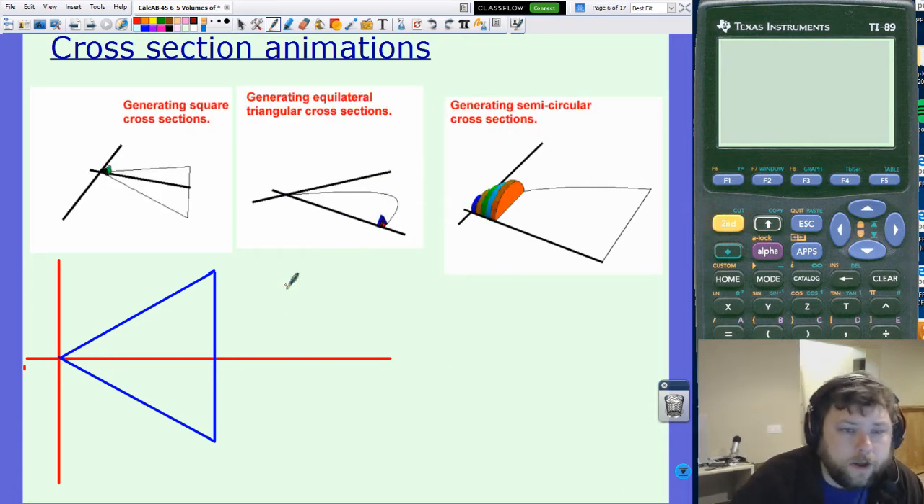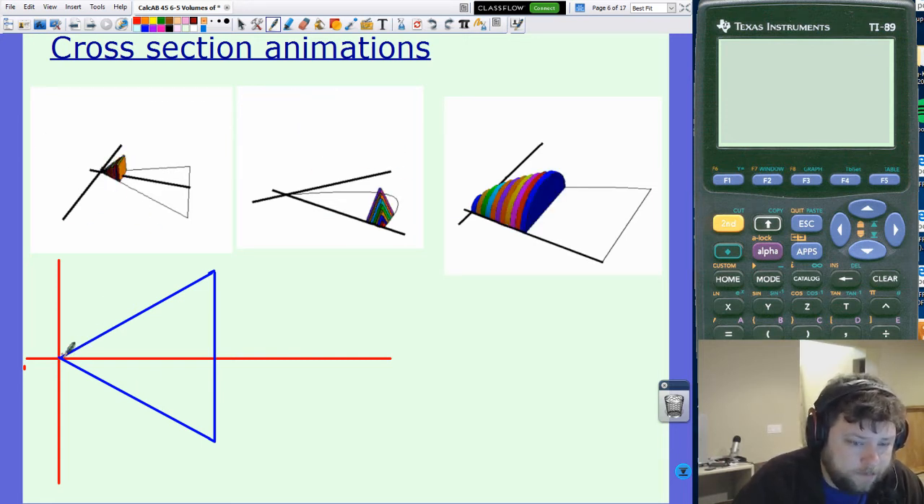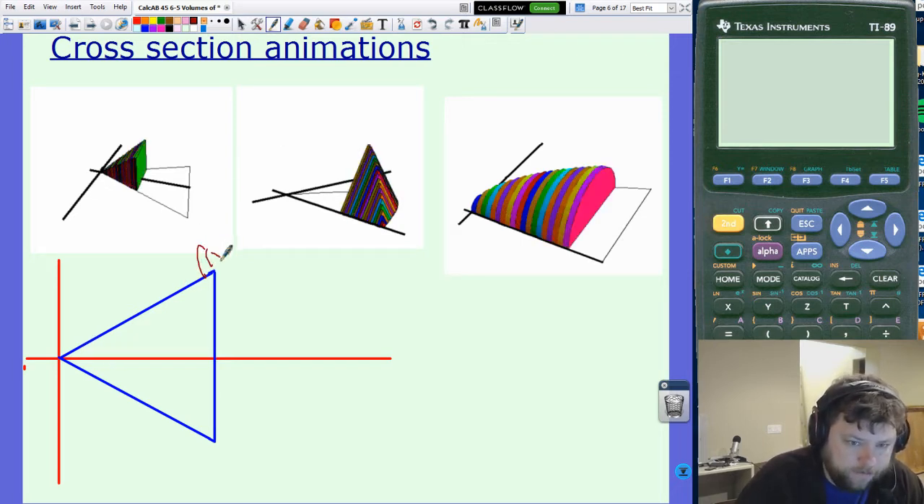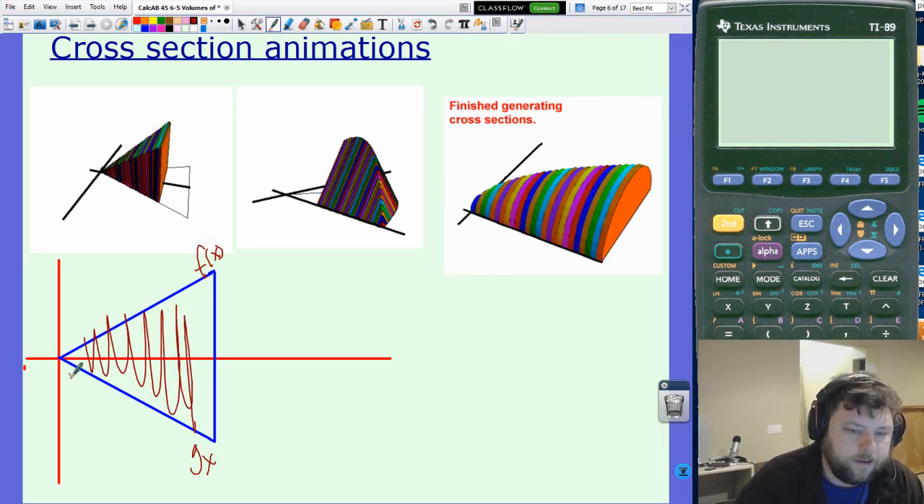What's going on here is you see it's growing cross sections. Now we have the shape of a triangle, this area right here. Let's say this is the area between two curves. We're going to call this one f of x and this one g of x. We're trying to find the area between those two curves.